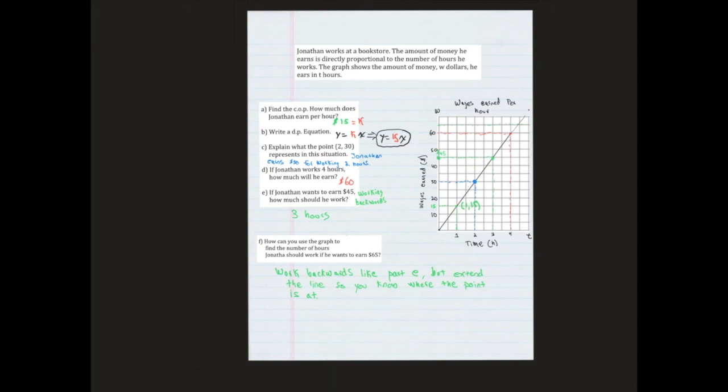And now you should have enough information to move on to the textbook problems. There's no practice problems for your notebook to have your teacher check, so you can move right on to the textbook practice.